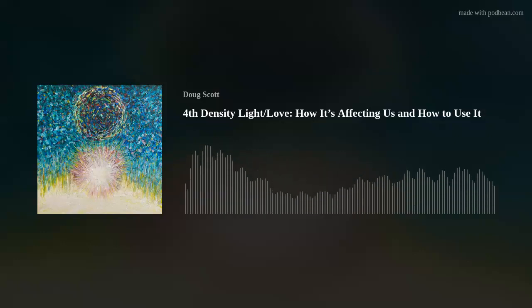So, this fourth density transition is tough. Like I said, it's uncomfortable, but we do have a lot of unseen help that literally is just waiting for us to ask. And that's all we have to do.